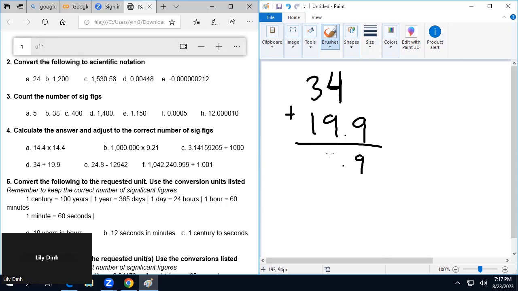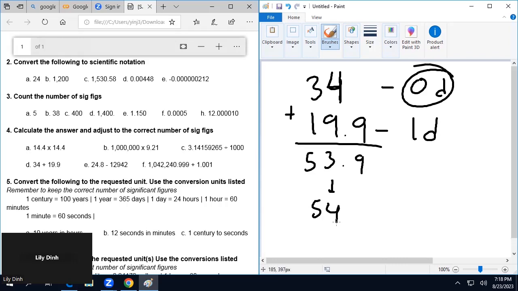What do you call it? Decimal point, but what about the digit that's the lowest? We're talking about how to determine the answer in addition and subtraction. Yes, it's the lowest decimal. That is correct. How many decimals does the lowest one have? The other one doesn't have anything. Okay, so this is 0 decimals, and this one has 1 decimal. So we're going to go with the lowest, which is 0. So it's going to be 54. That's correct, because we have no decimals here.